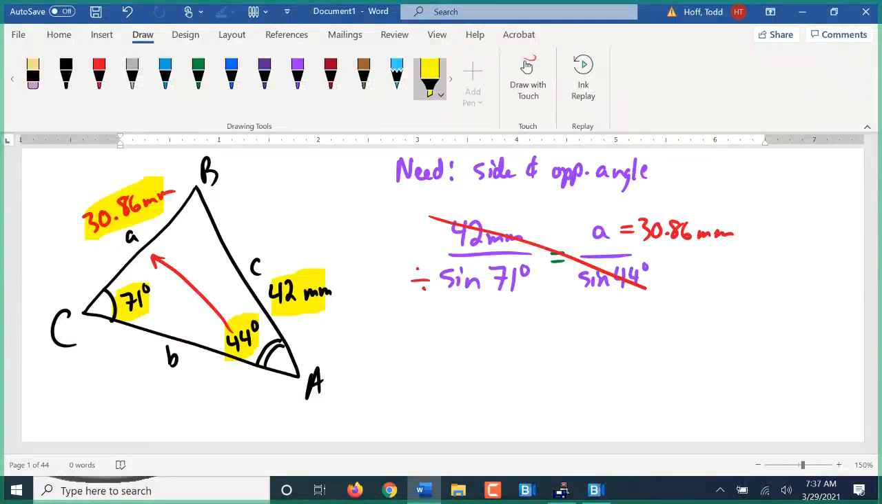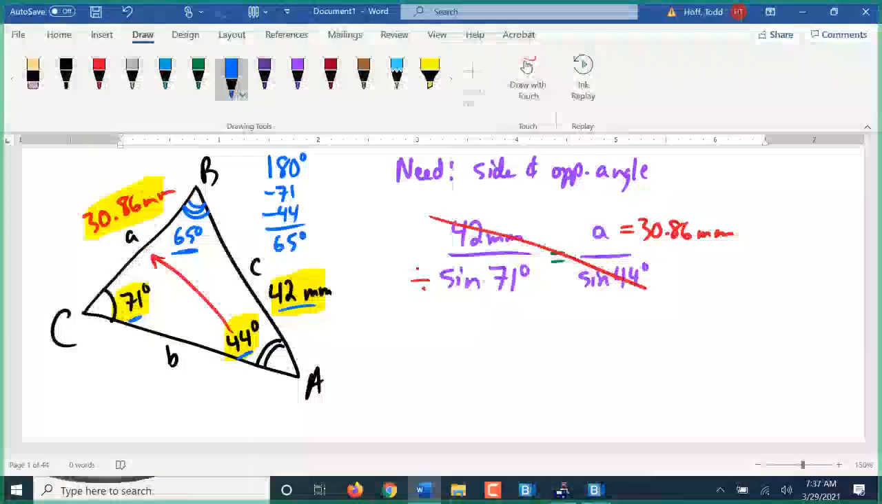How do we find angle B? Most people overthink that. It's just angle sum. We know two of the angles, so we know the third. 180 minus 71 minus 44 is going to be 65, I believe. Now, before we do any calculating, in reference to the size of the other sides, where do we expect this one to be? Smaller than both of them, bigger than both of them, or in between? In between. 65 is between 71 and 44. We're going to expect the length of this side to be between 42 and 30.86.